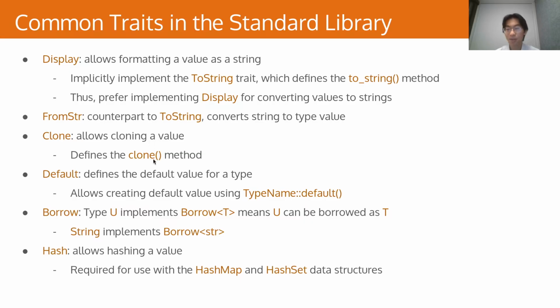Clone is pretty straightforward. It lets you clone a value by copying it, right? The Default trait defines the default value for a type, and you can create it using the type name and then ::default. Borrow: the Borrow trait means that if type U implements Borrow<T>, it means U can be borrowed as T. An example is how String implements Borrow<str>. You're probably familiar with how if you have an &String, you can use it functionally the same as a string slice, the same as &str. This is because String implements the Borrow trait. The Hash trait lets you hash a value to be used with HashMap and HashSet.